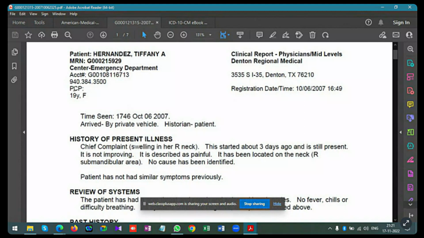On the top of the patient record you will be having patient name, MRN number, what is the department they came for, and the account number. Nothing but we can say here in India that was similar to the token number.